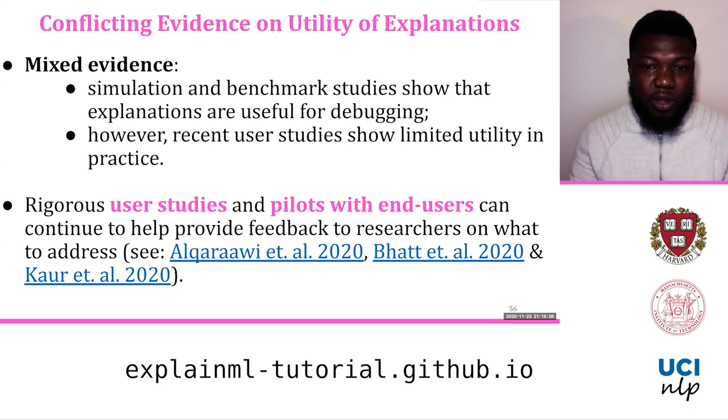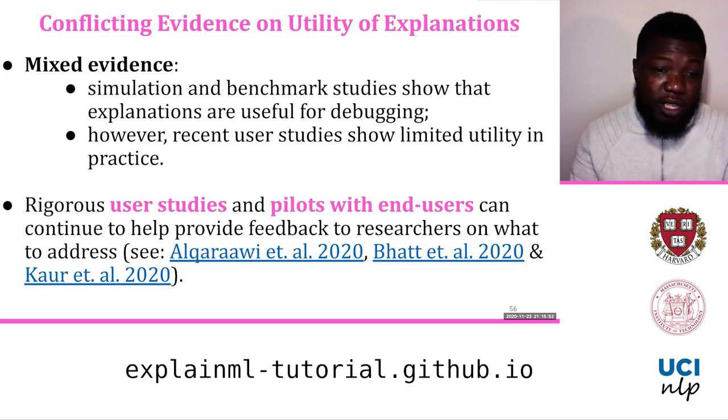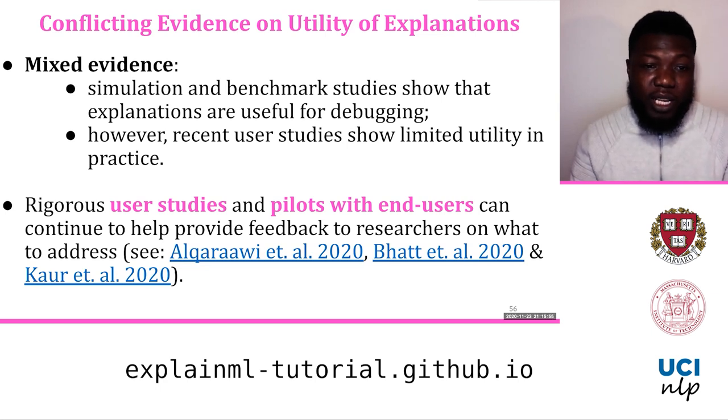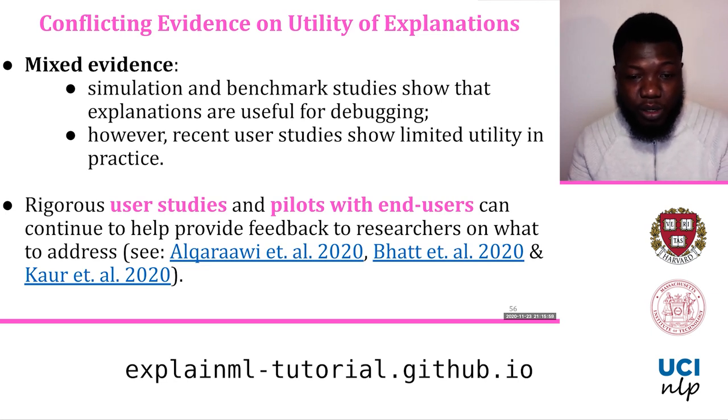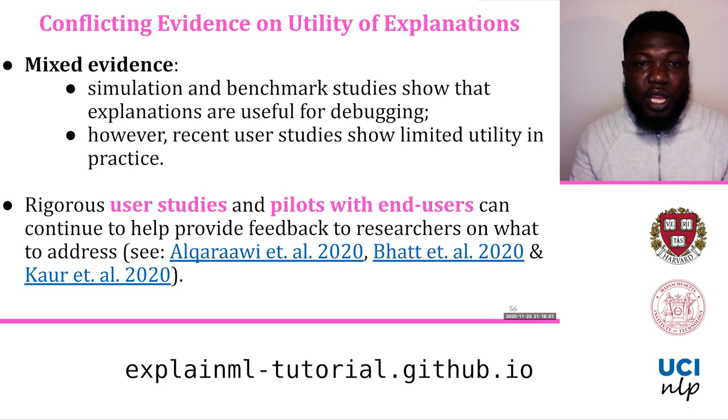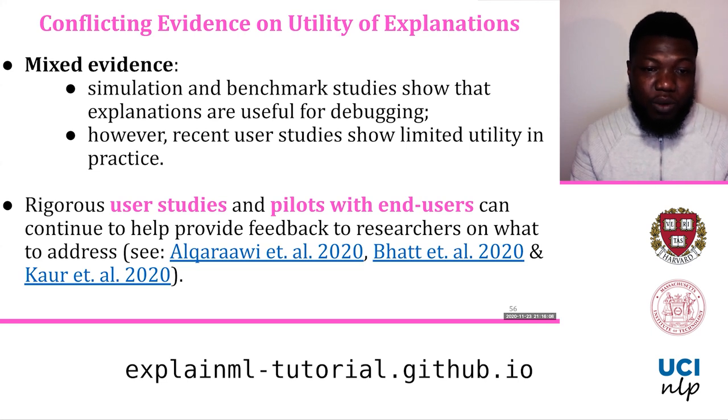This is a conflicting finding that calls for the field to be more careful and do more rigorous user studies to identify when and for what specific task an explanation is useful. In addition, we can also identify for what specific population subgroup. Is it machine learning researchers, lay users? This kind of more rigorous user study will help us delineate when explanations are useful and for what population and what task.